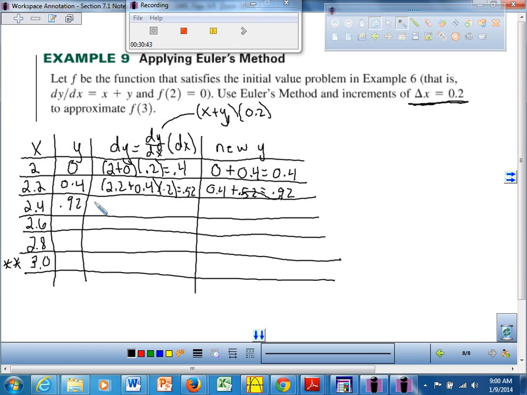Here we will have 2.4 plus 0.92 times 0.2, and we get 0.664. And we do 0.92 plus 0.664, giving us 1.584. And I'll just keep going.